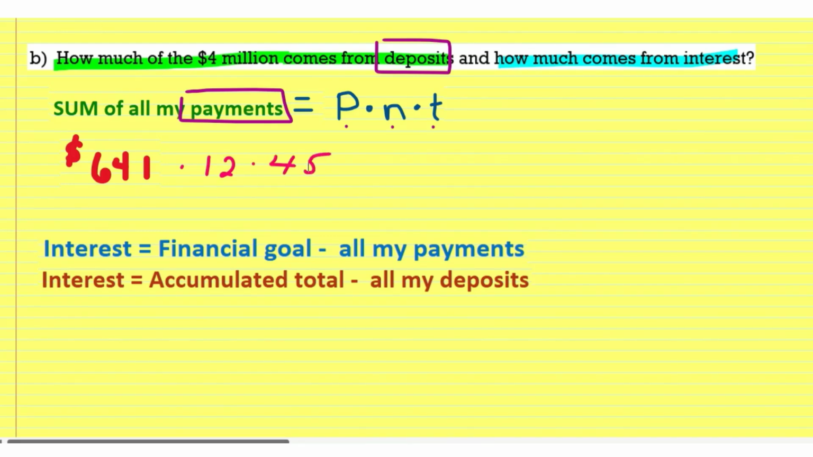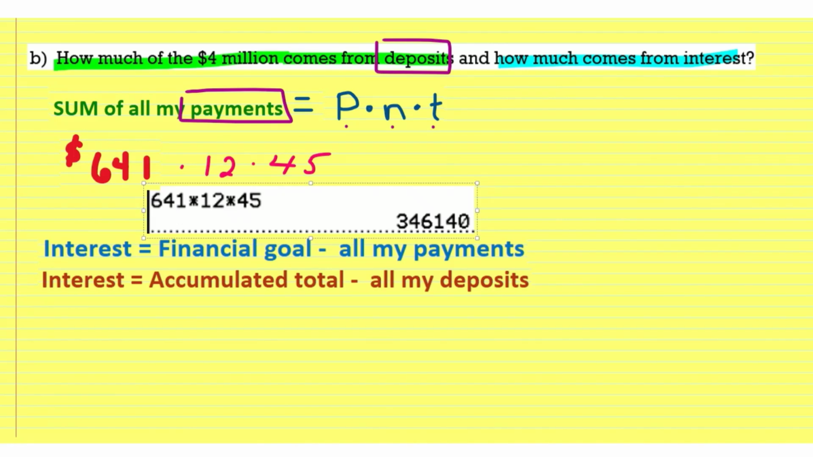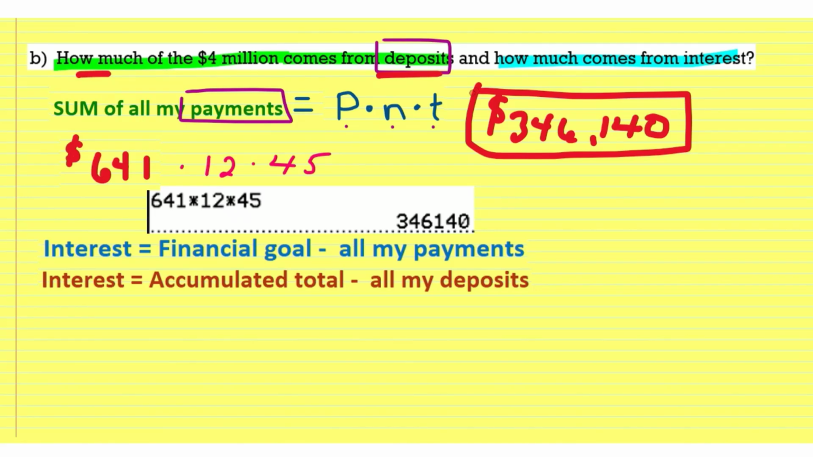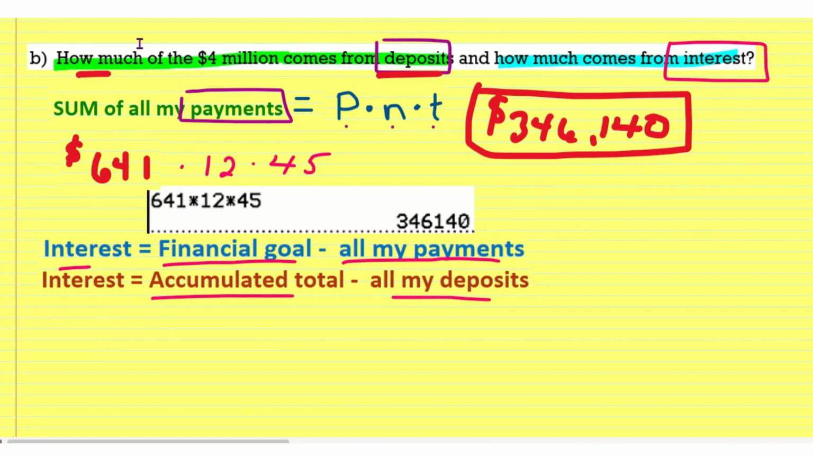And the number of years that we made the payments was 45 years. So when I calculate that, that gives me a total sum of all my deposits equal to $346,140. So that is how much comes from all my deposits, that figure right there. Okay, now we want to figure out what is the interest. Well, we figure the interest by saying what is the financial goal minus all of my payments, or what is the accumulated total minus all of my deposits.